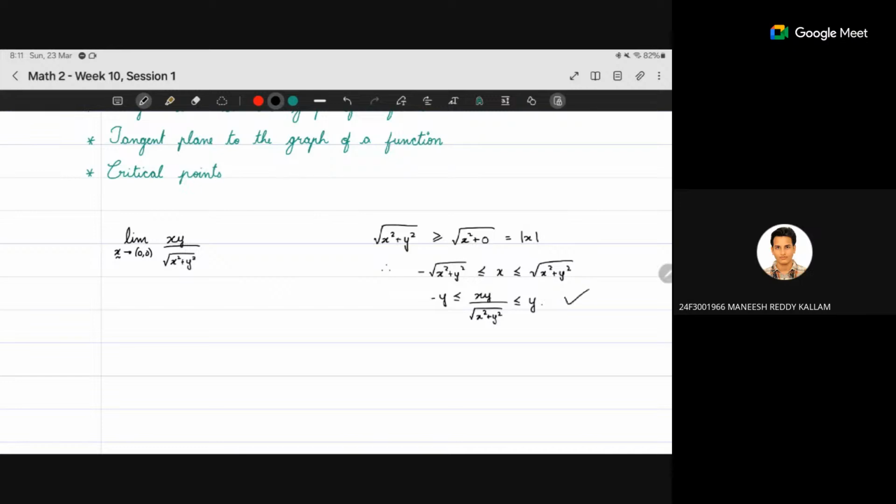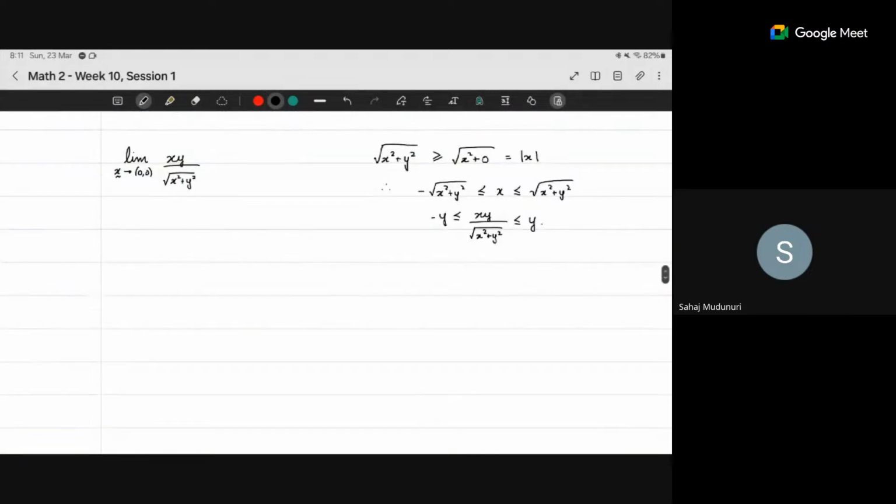Yes, sir. Understood, sir. I made a small mistake. I couldn't cancel out X in the numerator. Sir, could you please explain that statement where all curves should approach the same point? I did not understand. Approach this. So along all curves, the limit should be the same.